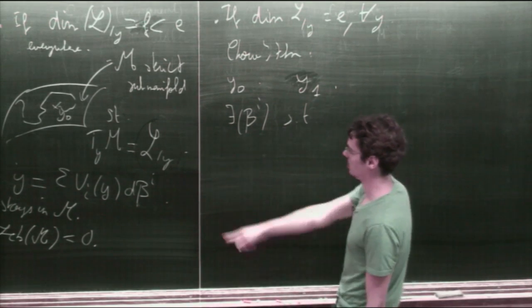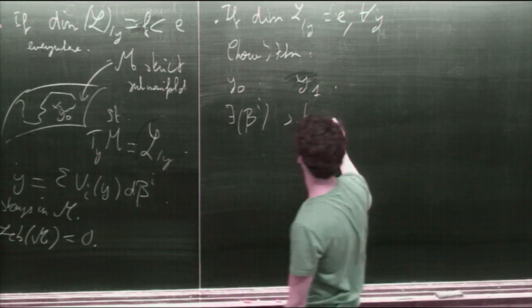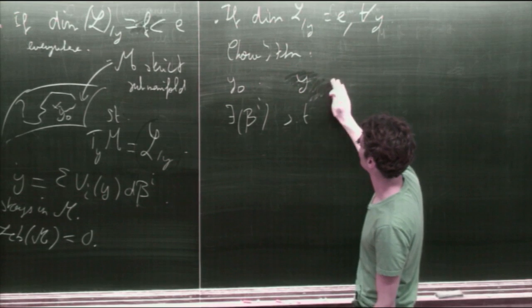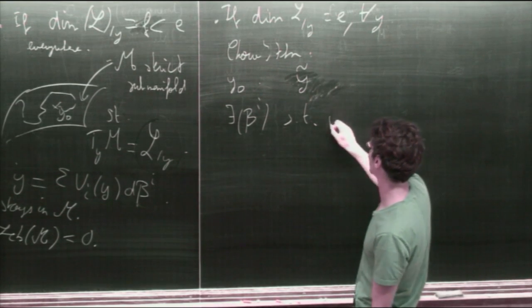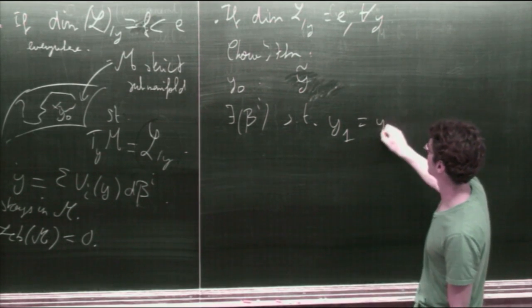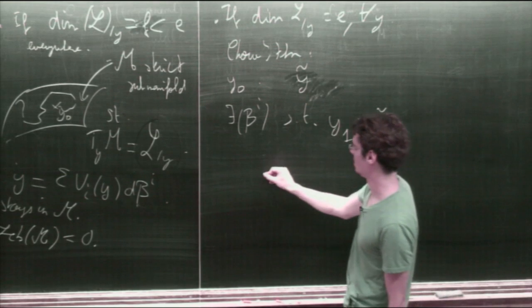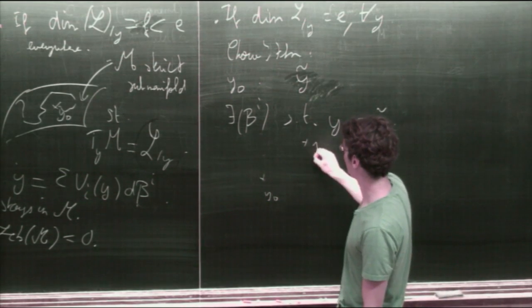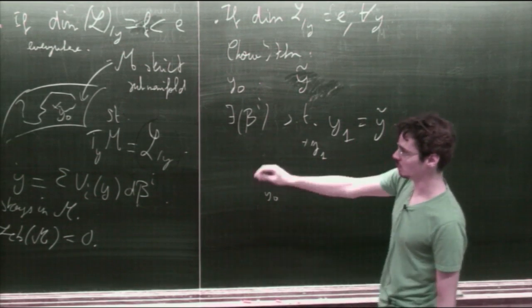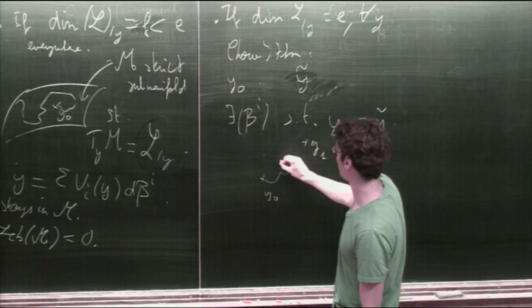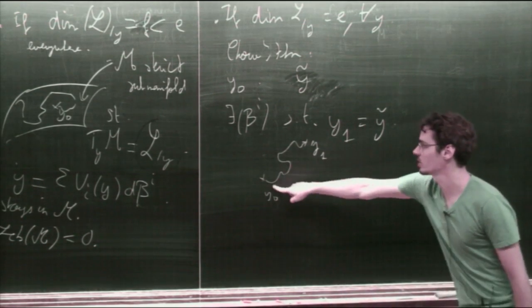such that you look at this ODE, well, okay, I called it y1, but let me call it y tilde, such that y1 is equal to y tilde. So starting from y0 and y1, you can always find at least a deterministic path which, along this vector field, will go from y0 to y1.